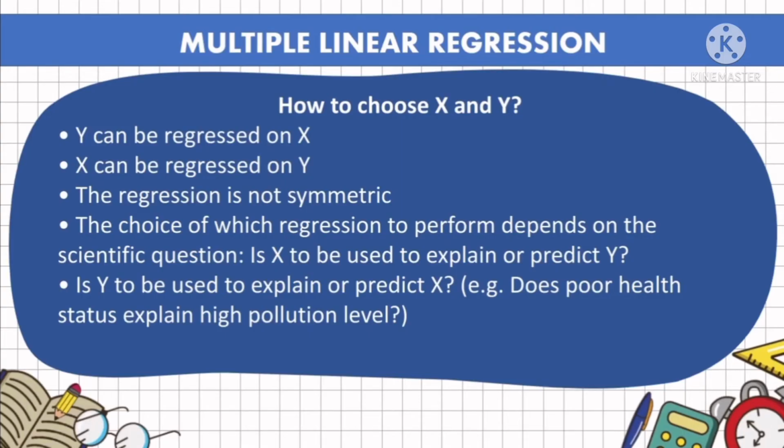Before in our discussion, we have to choose x and y, which are the variables in our topic. So y can be regressed on x. Also, x can be regressed on y, which means they have a relationship with each other and can be vice versa. So the regression is not symmetric. The choice of which regression to perform depends on the scientific question: is x to be used to explain or predict y, or is y to be used to explain or predict x? An example of this is: does poor health status explain high pollution level, or otherwise?